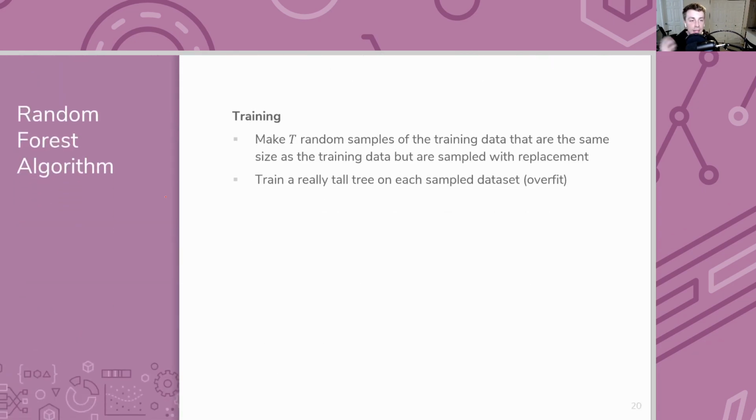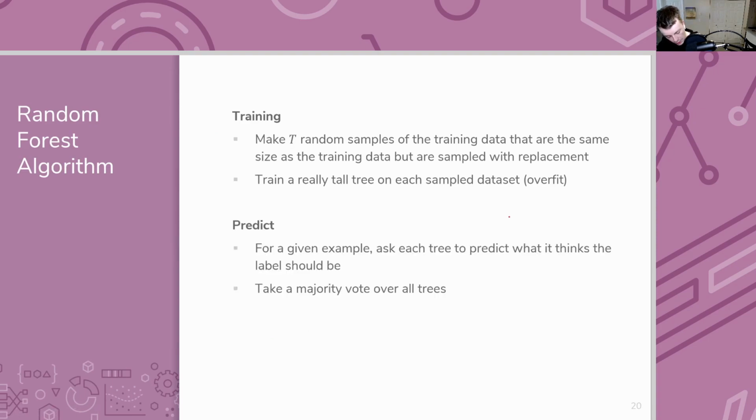Okay. So here's the random forest algorithm. Make T random samples of the training data that are the same size as the training set, but sampled with replacement. And then for each one of those data sets, train a really large tree. Let it overfit. When it's time to make a prediction for a new data point, for a given example, ask each tree in the ensemble to make a prediction for what it thinks the result should be. And then take a majority vote. Find the class that has the highest count and predict that. If there's a tie, you have to have some tie-breaking scheme. But that, again, shouldn't really matter too much.